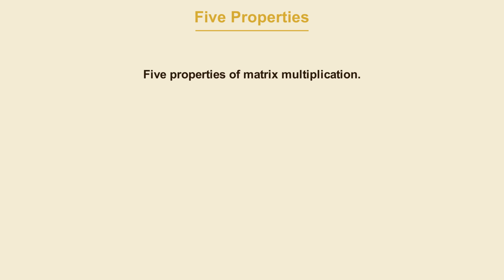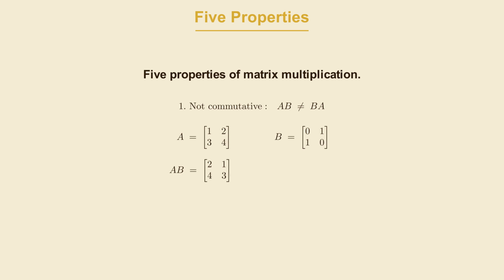So now that we have our rule clear, let's name the properties of matrix multiplication. There are 5 that are worth knowing. First, matrix multiplication is not commutative. In general, AB is not equal to BA. This is different from regular numbers. Take a small 2 by 2 example. Let A equal 1, 2, 3, 4, and let B equal 0, 1, 1, 0. AB works out to 2, 1, 4, 3, but BA works out to 3, 4, 1, 2. These are different matrices, so we know that order matters.